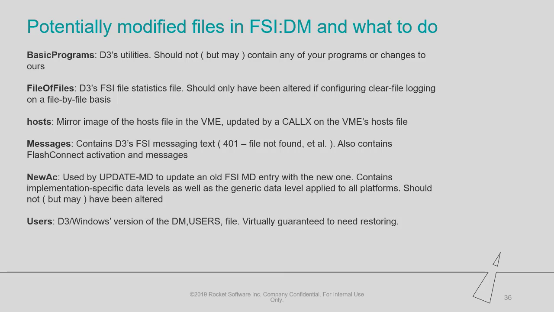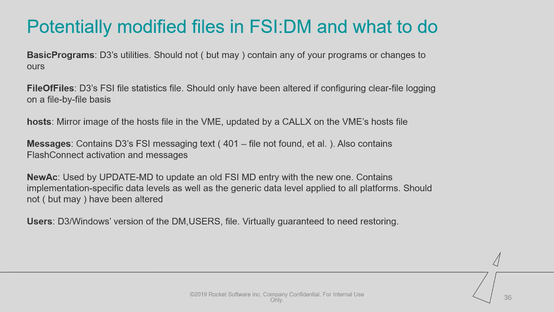File of files. This is the FSI's version of the file statistics file. It should only have been altered if configuring clear file logging on a file-by-file basis. Like the VME version, if you altered it, make the changes again by hand, not by copying as the FOF numbers would have changed. The host file.